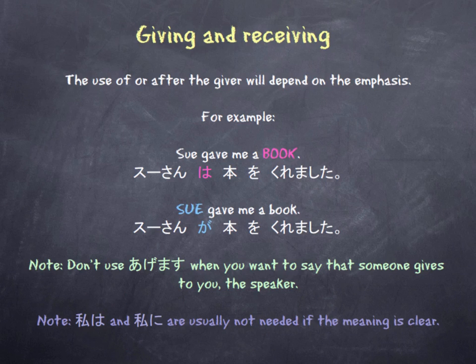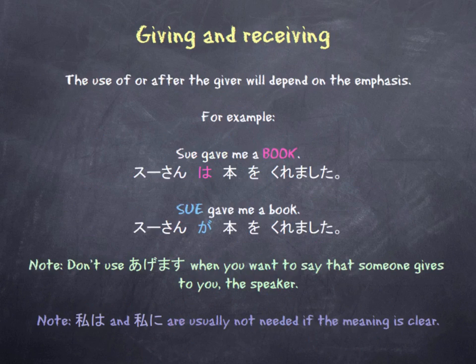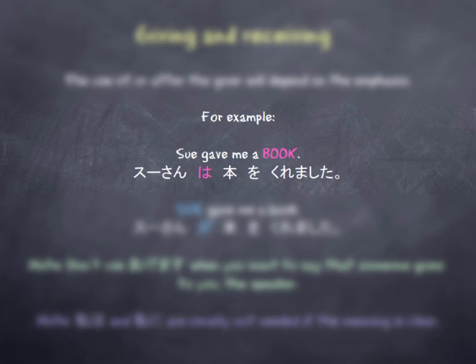On our next slide, we can see here the difference between wa or ga. On our previous slide, we can see in our final example here, we can choose from either wa or ga. You're probably wondering why, or what's the difference and how do we know when to use which. So the use of ga or wa after the giver will depend on the emphasis. So for example, Sue gave me a book. So in this case, book is the more important part of the sentence. It's where we want to place the emphasis.